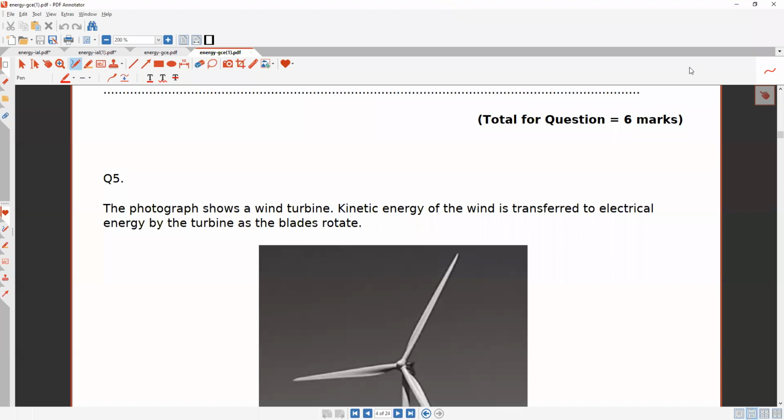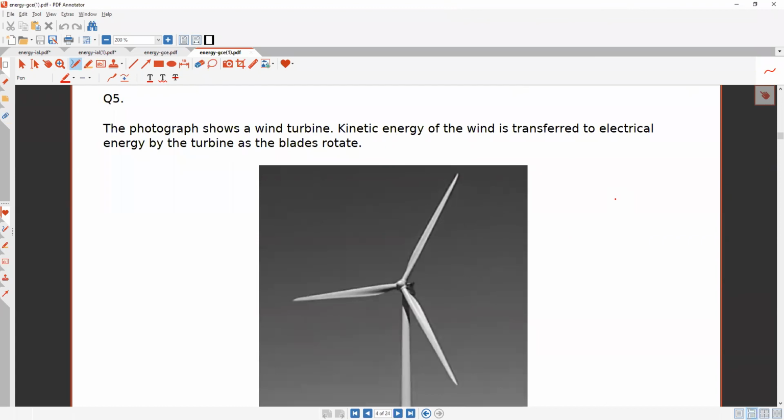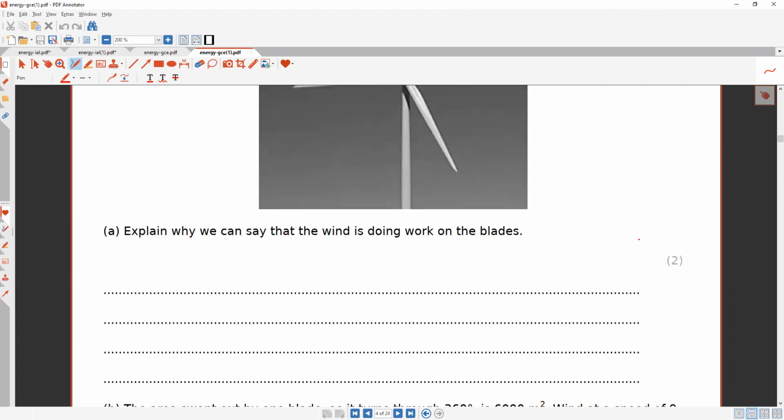GCE file. Okay, so there is a question. This is from the GCE file, energy hour practice question, question 5. They said the photograph shows a wind turbine. Kinetic energy of the wind is transferred to electrical energy by the turbine as the blade rotates. Now explain why we can say that the wind is doing work on the blade. Why is the wind doing work on the blade?